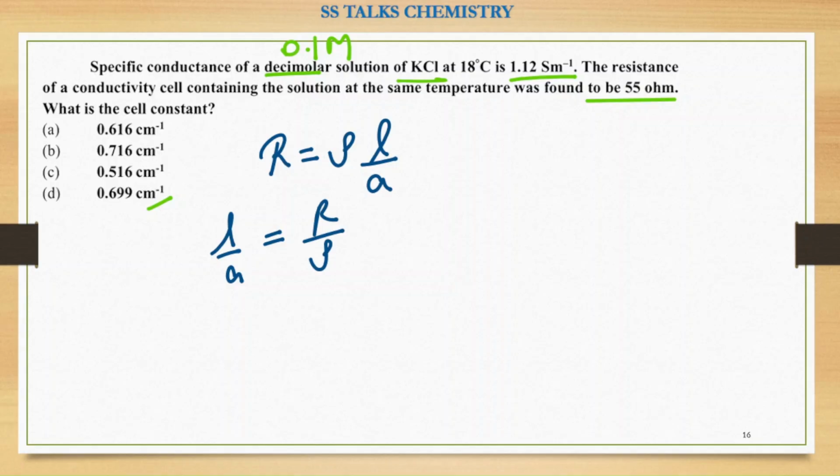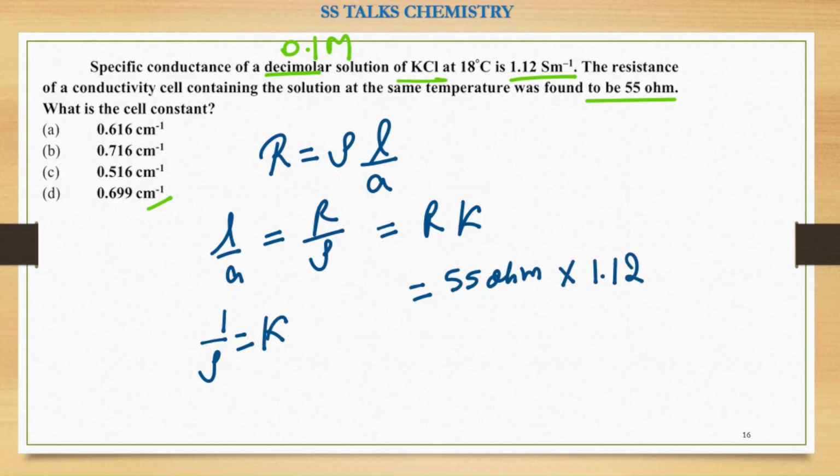1 by rho is nothing but the specific conductance, that is this kappa value. That means we can write it as R into the kappa value, right? So here this R value is equal to 55 ohms, and the kappa value which is given to us is 1.12 Siemens meter inverse. Ohm and Siemens is nothing but ohm inverse only, so these two will cancel out. You will be getting the cell constant in terms of meter inverse.